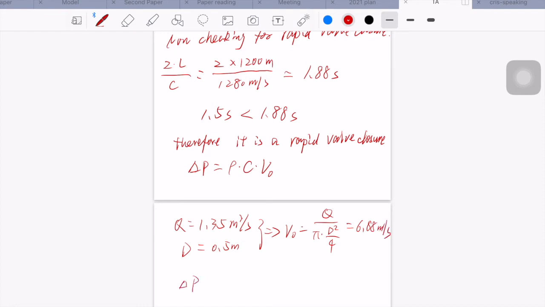So now the delta P equals 998 kilogram per cubic meter times C, which is 1280 meter per second, and times 6.88 meter per second. So delta P equals 8.79 times 10 to the power of 6 Newton per square meter. So we finished this problem.